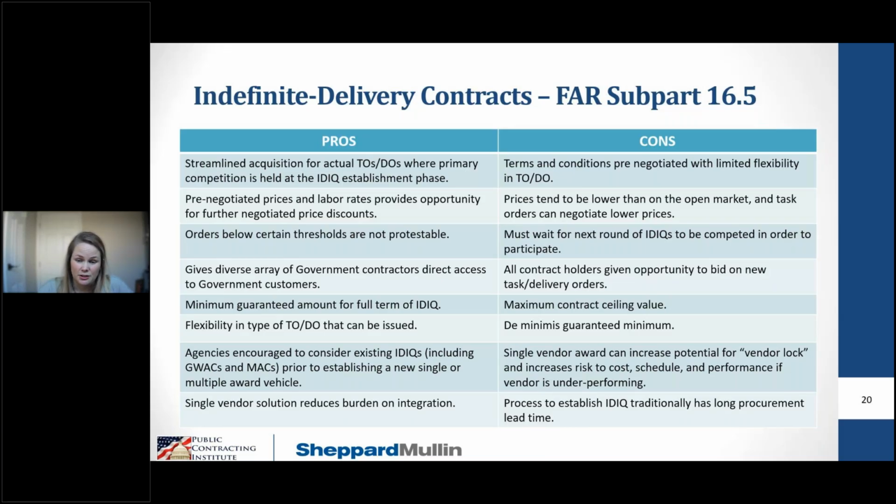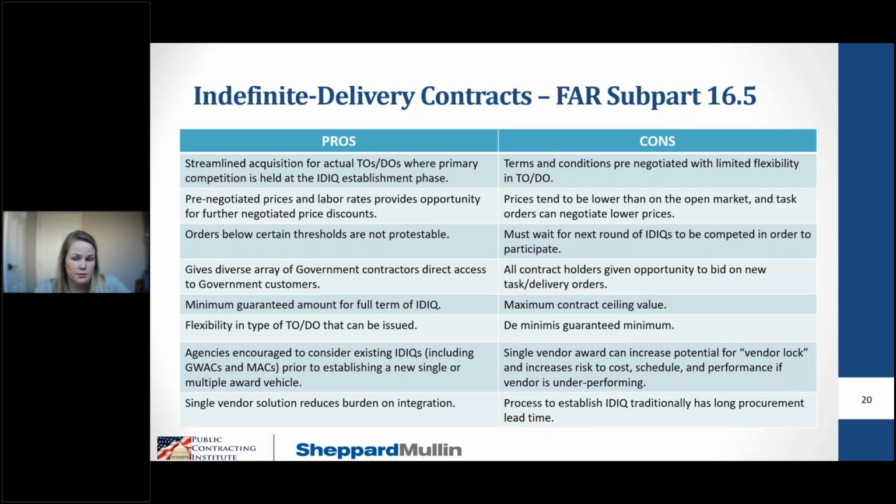If you're not an IDIQ holder, you have to wait until the agency is ready to compete new ones, which can oftentimes take a long time because they have long periods of performance. If you're in a multi-award situation, there's no guarantee you'll actually earn the value of the IDIQ. The guaranteed minimum is often de minimis, maybe a couple $100s. And if you're in a multi-award situation, right, you're competing each time for an award. It's not a guarantee that the agency is going to give it to you.